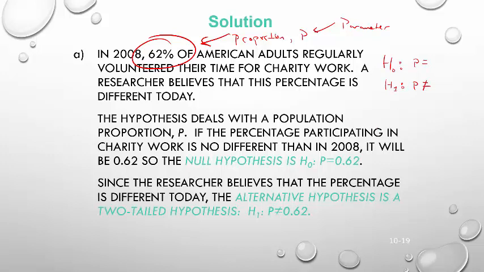So if the percentage participating in charity work is no different than in 2008, remember, the null is no difference. So it's going to be 0.62, and the researcher believes it's different. The researcher is now believing, no way, it's no longer equal to 0.62. This is how we're going to show the hypothesis statements, one right on top of each other. We're going to say P is equal to the original claimed value, and then the alternative is what we're trying to show. No way, it's not equal to that. It's changed.